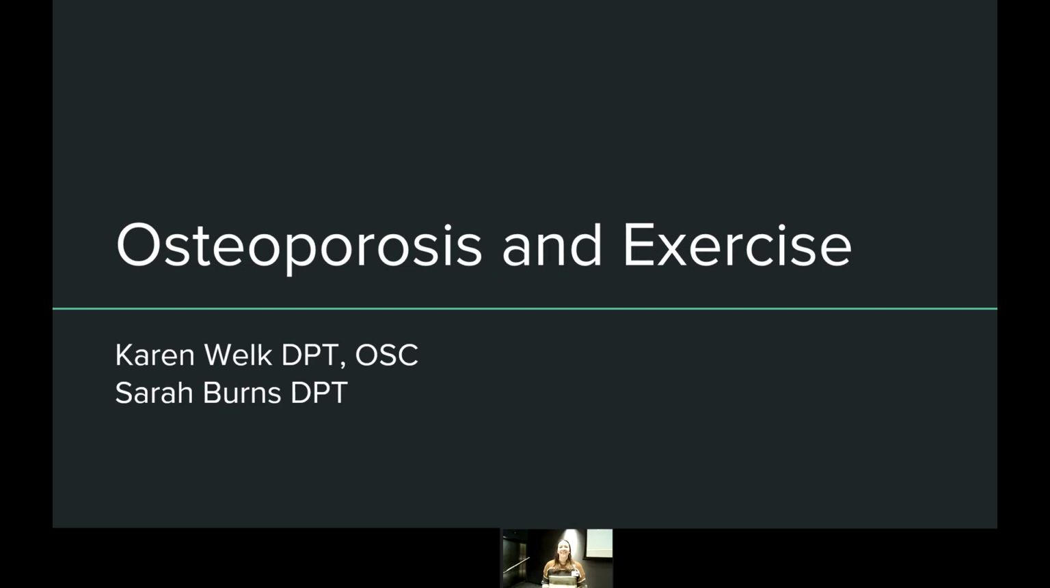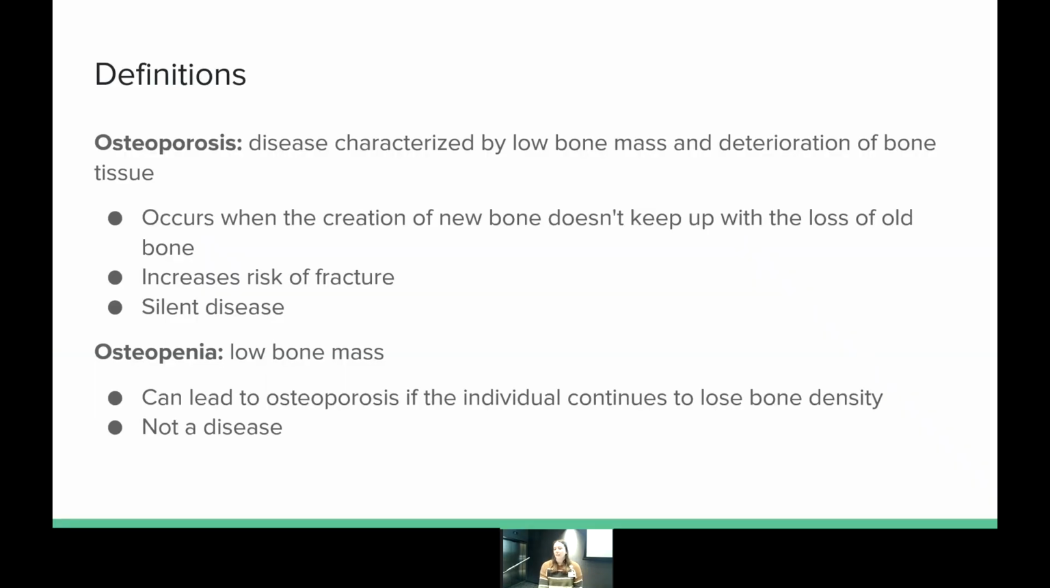Okay. Thanks for joining us. My name is Sarah, and I'm going to start by going over an overview of osteoporosis, and then my colleague Karen will come up and talk more specifically about exercise and osteoporosis. So I will start with just a few definitions.